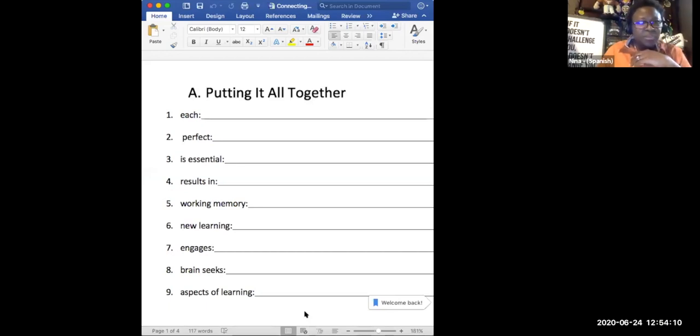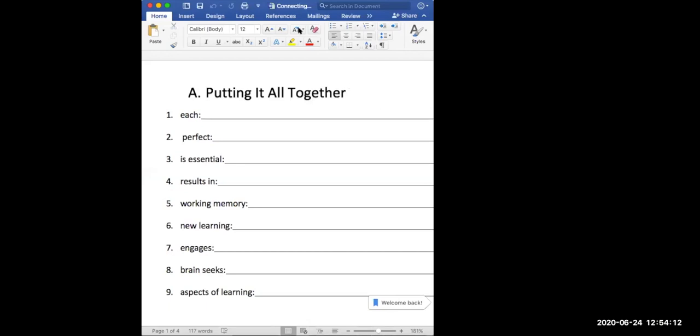Let me see. All right, there we go. And there we go. Sorry, I have several screens open and I'm managing them. I think that's it. Okay, so can y'all see my screen? Yes. And what do you see? Putting it all together?